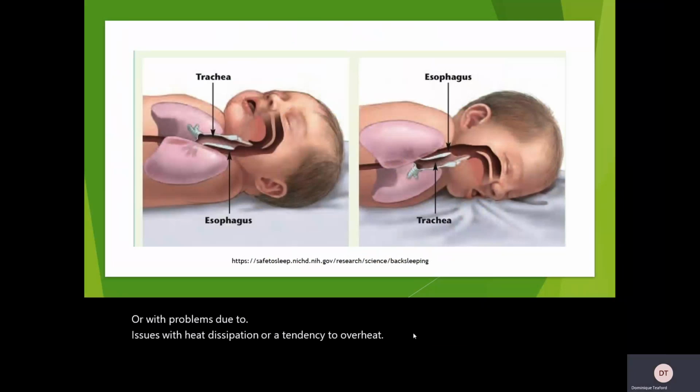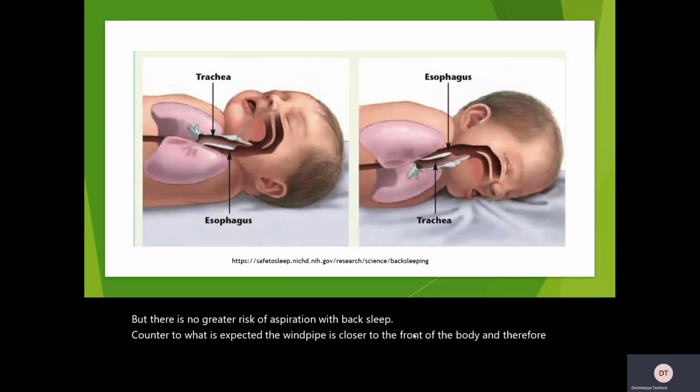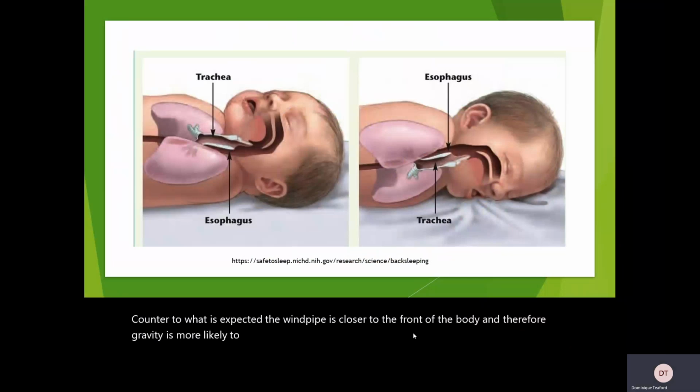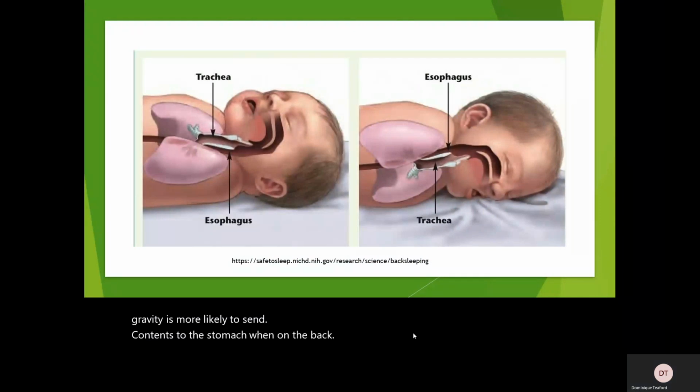Aspiration is sometimes a concern, but there is no greater risk of aspiration with back sleep. Counter to what is expected, the windpipe is closer to the front of the body, and therefore gravity is more likely to send contents to the stomach when on the back. The baby may be more likely to aspirate to the lungs when on their stomach.